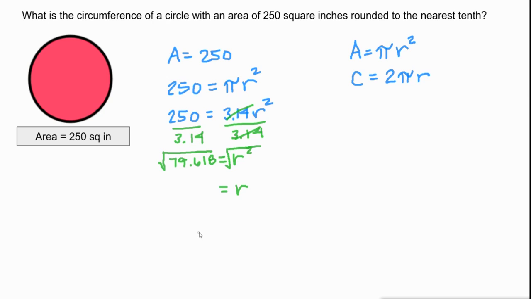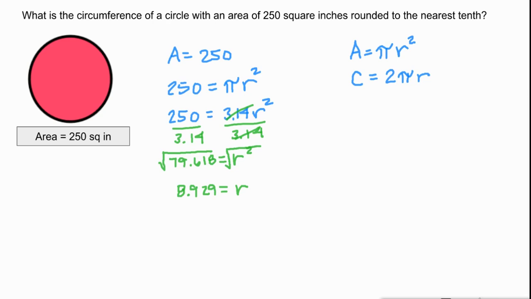So now we just have r on the right side, and the square root of 79.618 is 8.929. Now we have the radius. So we have completed step one. Now we can use the circumference formula to find the circumference.